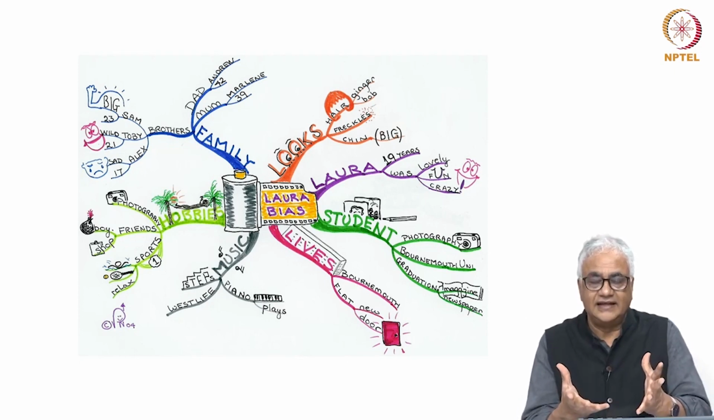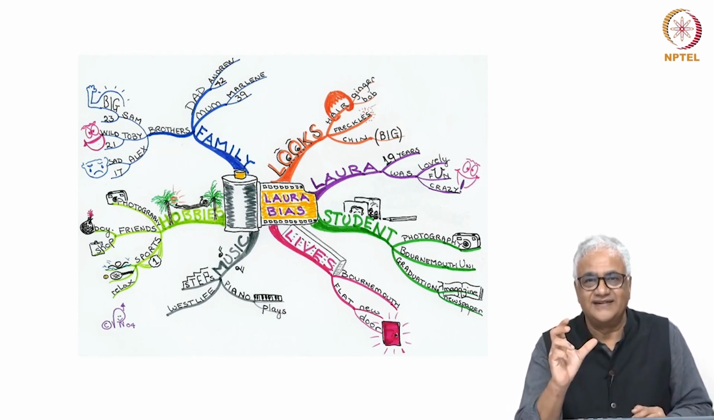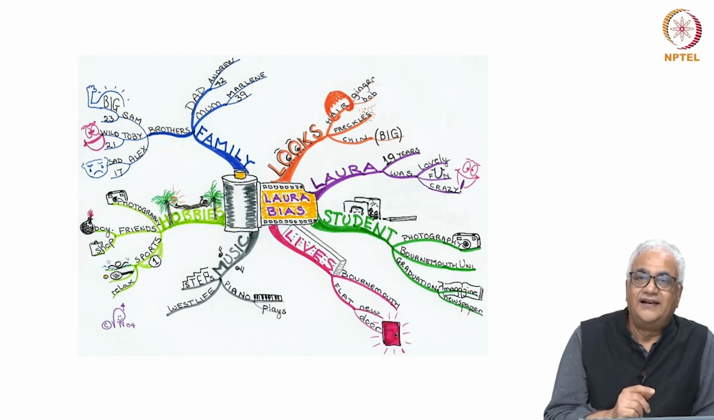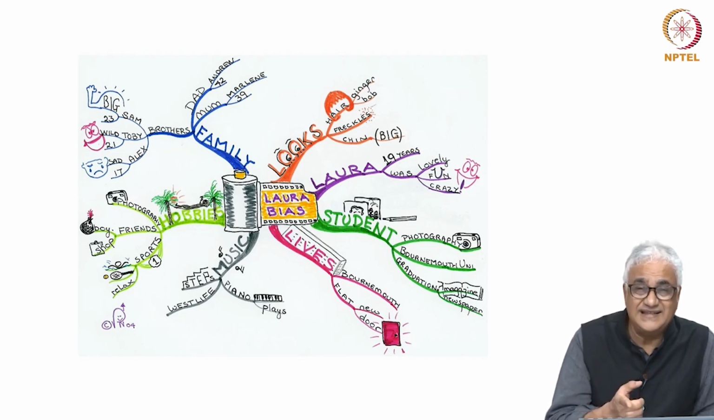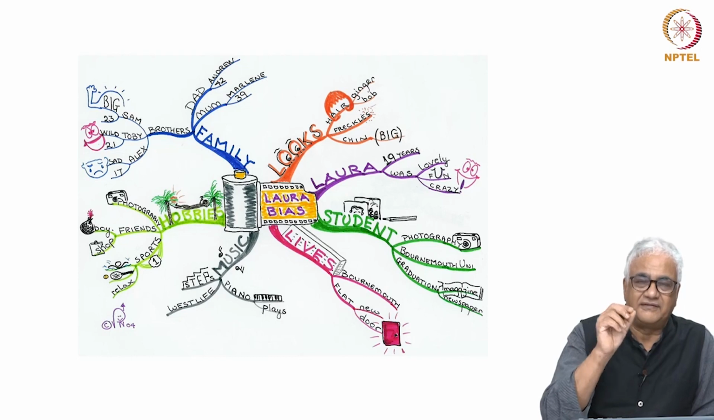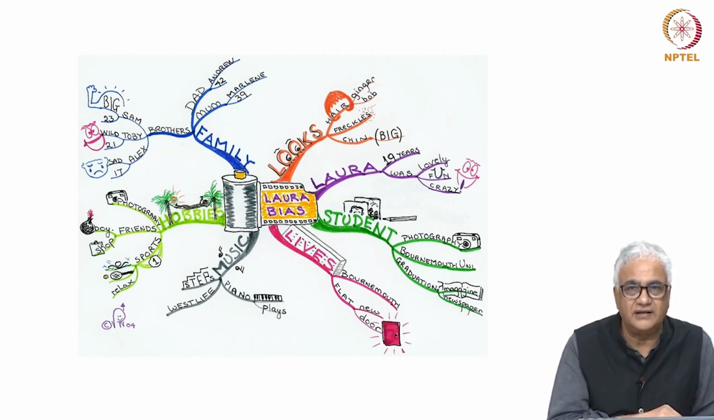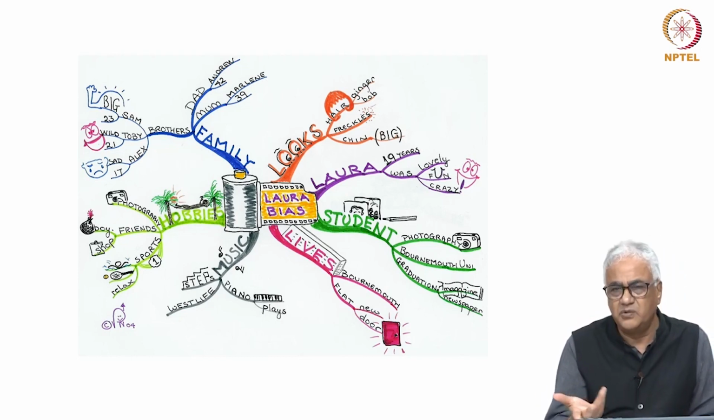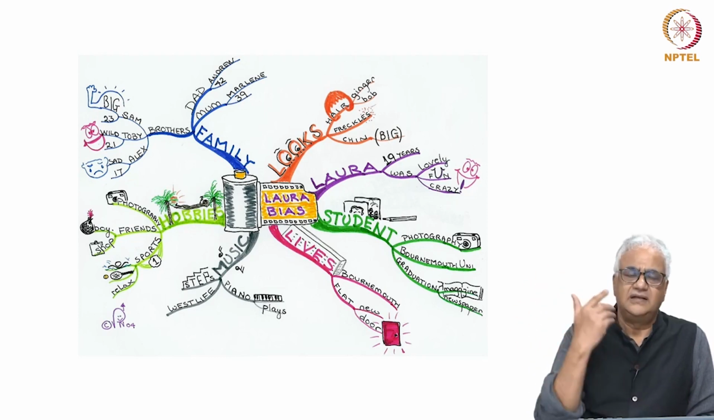And that is one branch of Laura Bias. What have you learned? If you had to write this, you would have to write a paragraph, right? It's so boring to read. Are you bored with this mind map? No. So let's see the rest of the mind map.